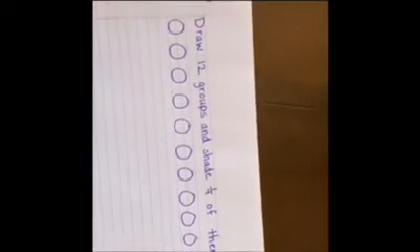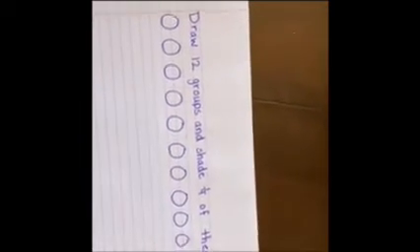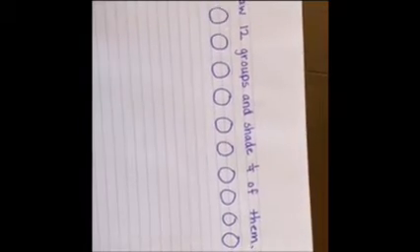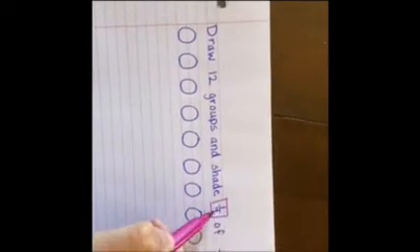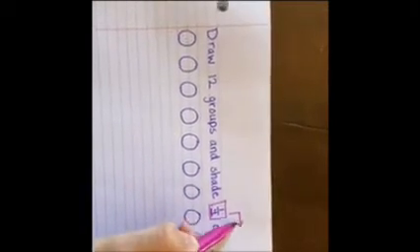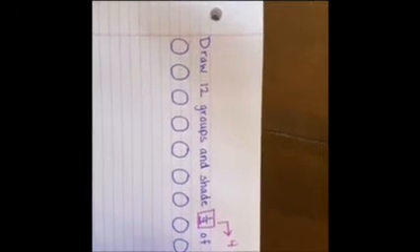All right, guys, so here's another problem. It's got a bigger number, so it's going to be a little bit trickier. But this one says to draw 12 groups and shade 1/4 of them. So 1/4 means that I need to have 4 equal groups.